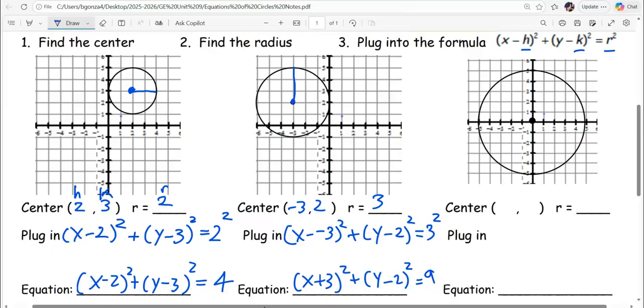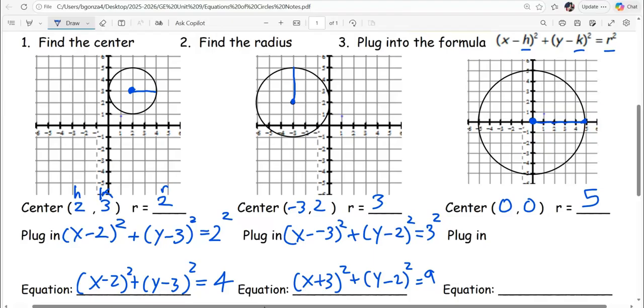Now, number 3 here. All right. Number 3. What's the center? 0, 0. So go ahead and put 0, 0. What's the radius? 1, 2, 3, 4. Call it 5.